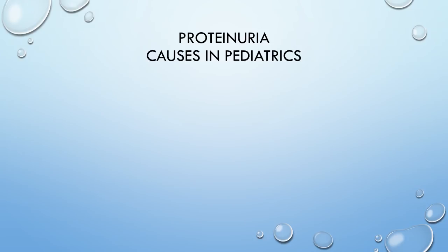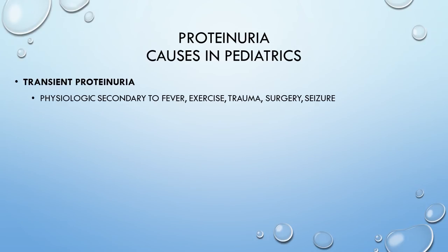So, causes of proteinuria in pediatrics. There's transient proteinuria, which means that for one reason or another, the kidneys just released more protein into the urine than they normally would. This could be due to things like fever, exercise, trauma, surgery, or seizure.